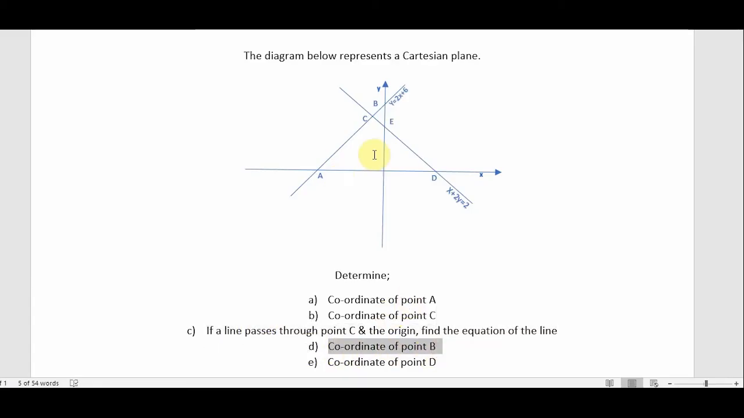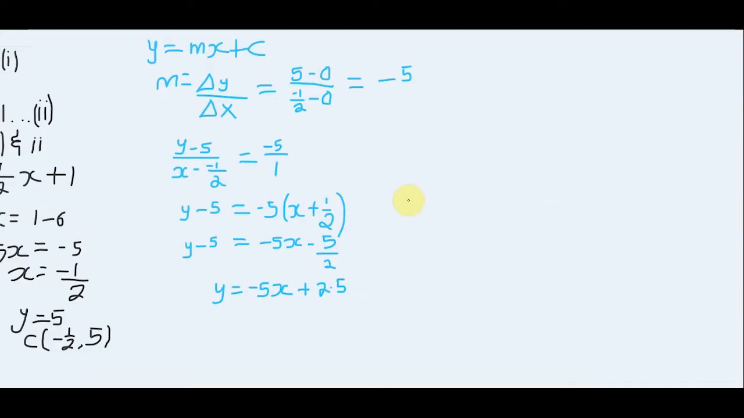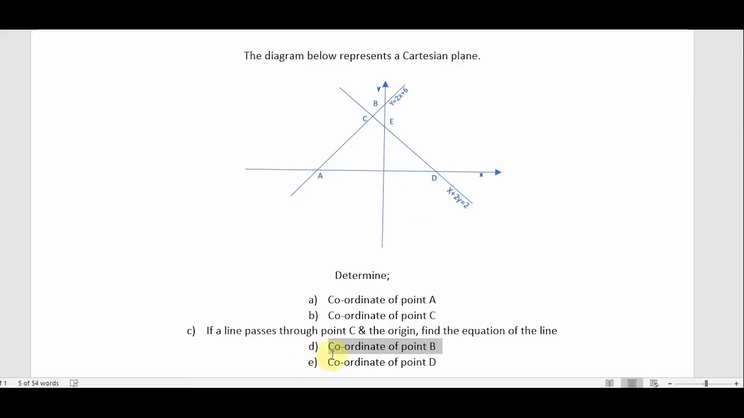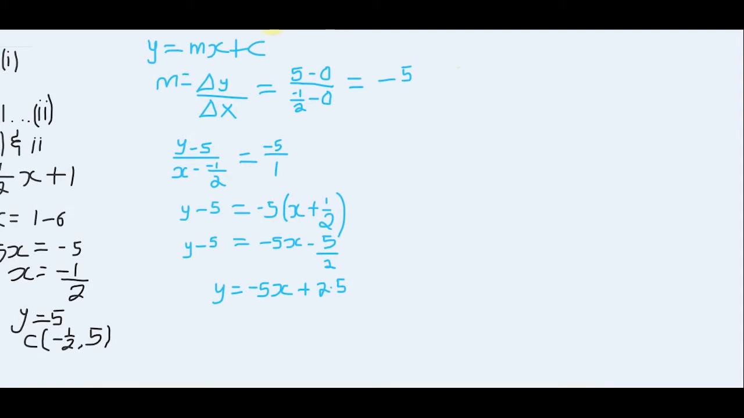Now the next part is the coordinate of point B, and B is where x is equal to 0. So we shall write the equation of point B by substituting: where there is x, we place 0. y is equal to 2x plus 6, so 2 times 0 plus 6. Solving that, y is equal to 6. So the coordinates of B will be 0, 6.